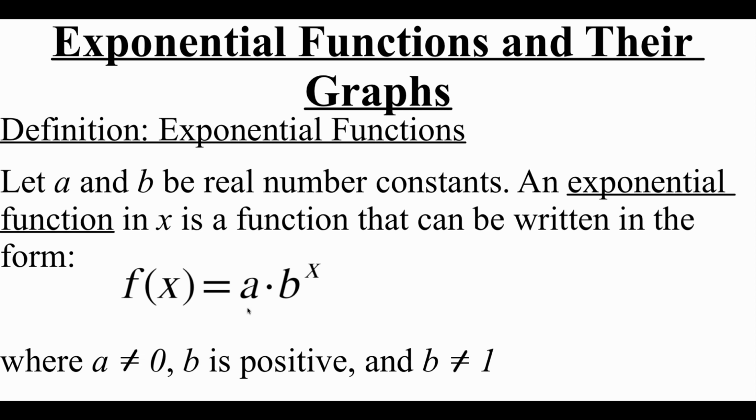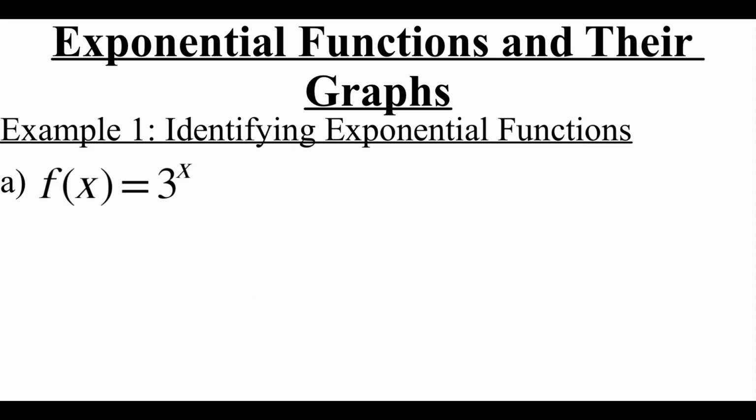The a value of our function is called the initial value, and the b value is the base of the exponential function. And a couple things that we need to make sure about those a and b values. We do need to make sure that a value is a non-zero number. We need to make sure that our base for our exponential function, so that b value, needs to be a positive value, and we also need to make sure that our base is not 1.